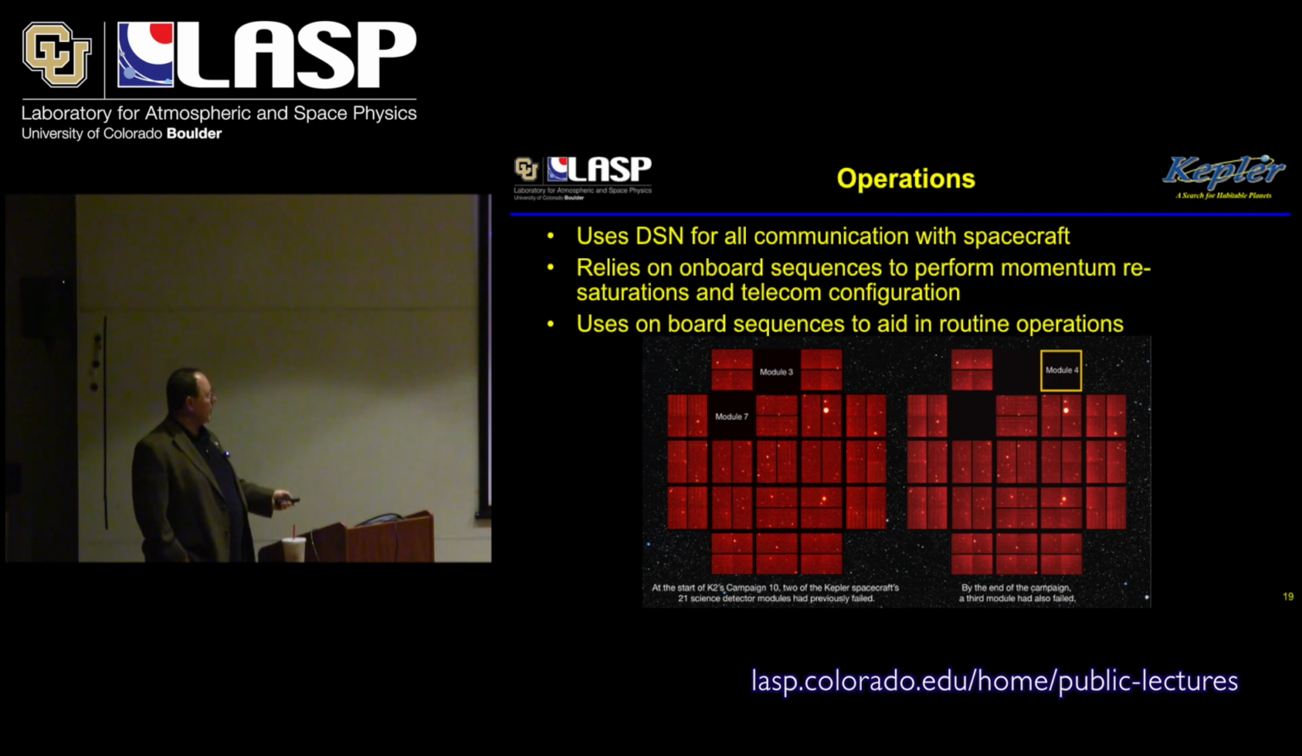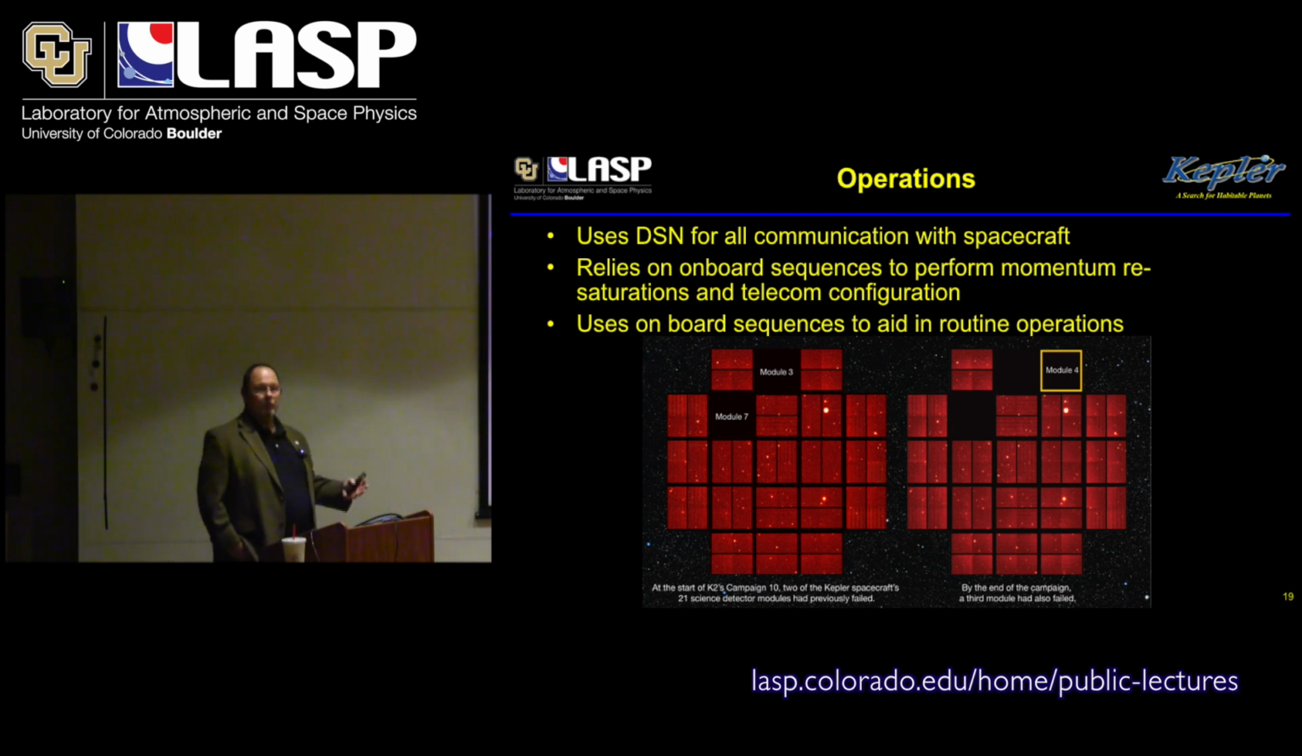What you're seeing here is 2 full-frame images. This was at the start of Campaign 10. We had already lost modules 3 and 7 earlier in the original mission. And during Campaign 10, sometime during Campaign 10, we lost Module 4. And that, of course, presents us with an anomaly that interrupts the science collection.